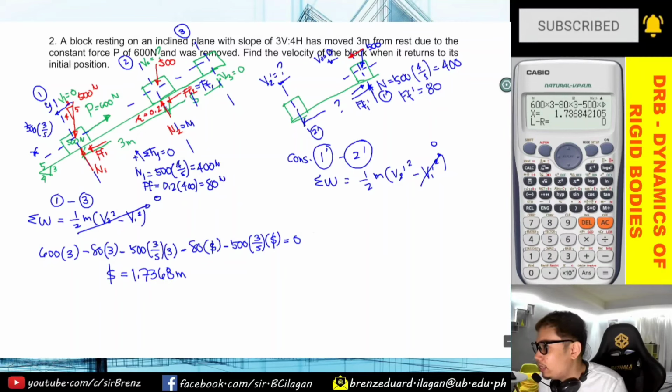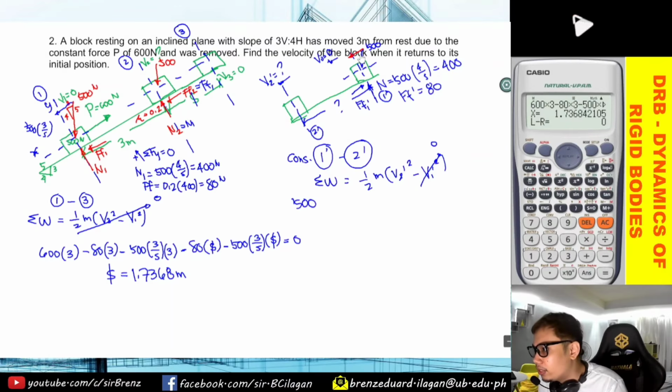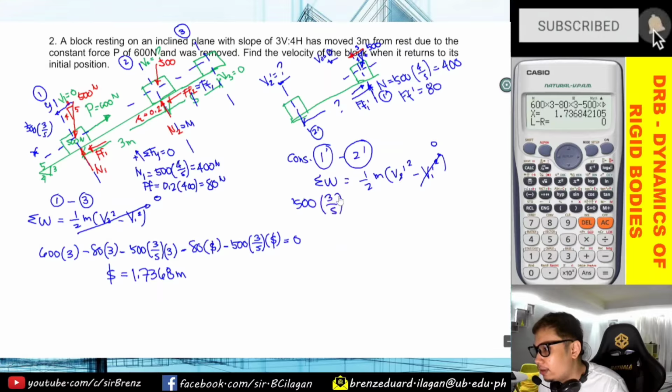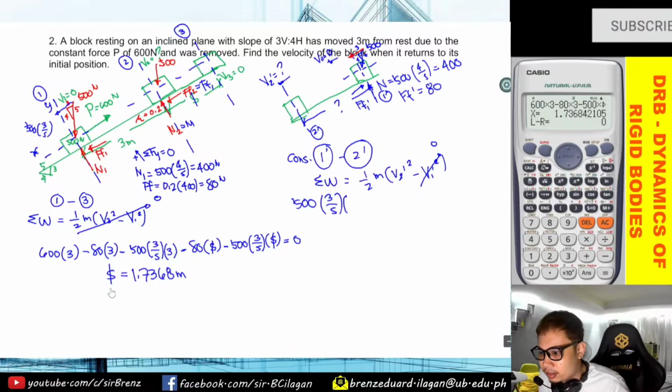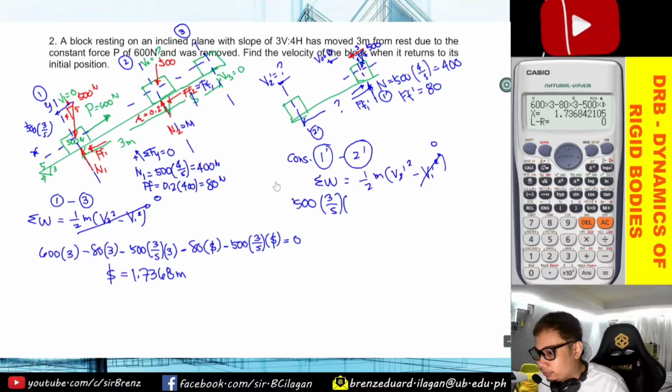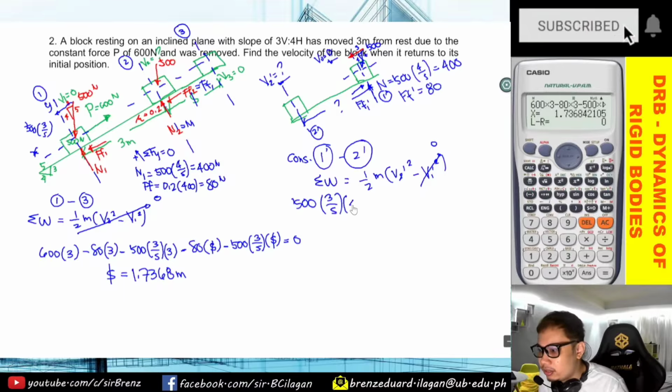So, that means the 500, and how do we get the x component? This is a 3, 4, 5 triangle. So, times 3 over 5, multiply by the distance. What is this distance? That is just the sum of 3 plus S. So, 3 plus 1.7368 is 4.7368. I added the 3 here, so don't get confused.